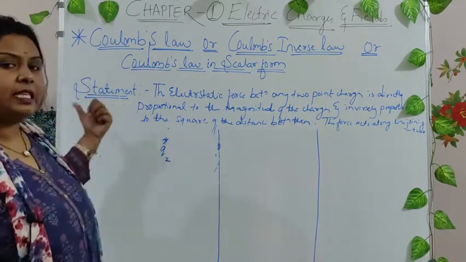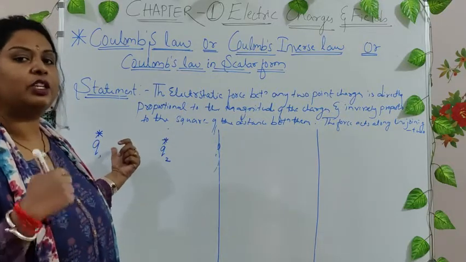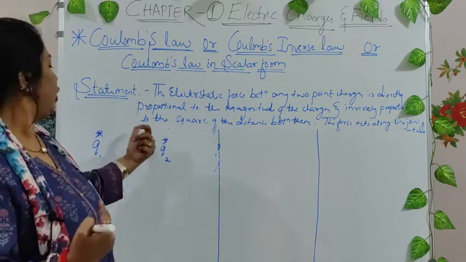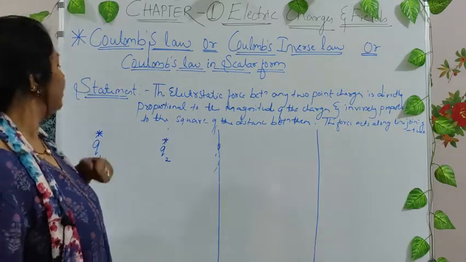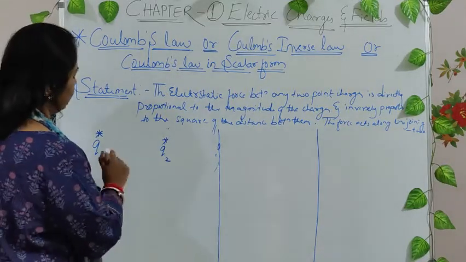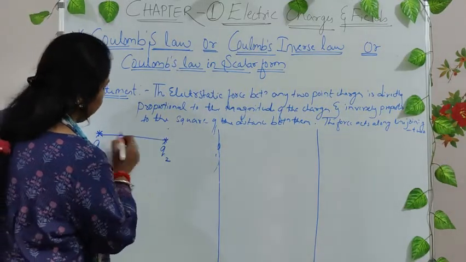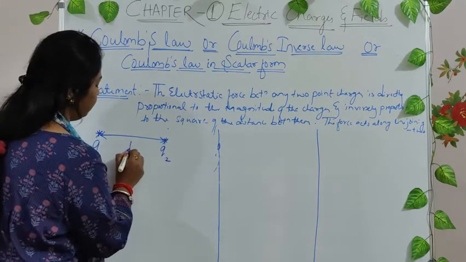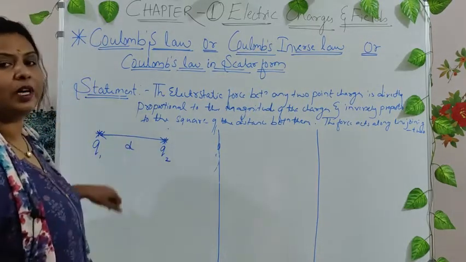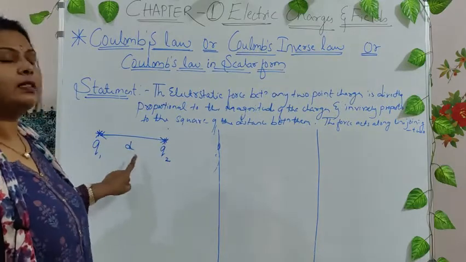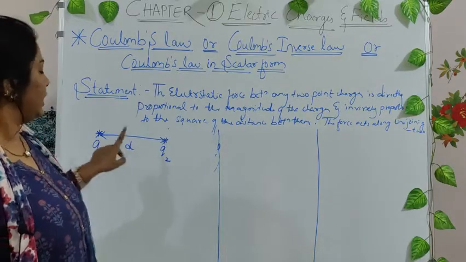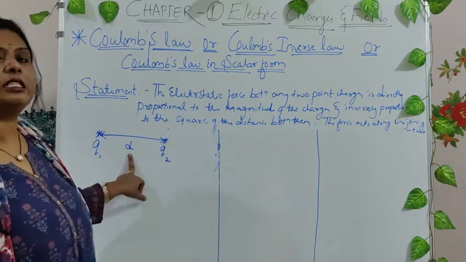Both are experiencing force on each other because of the electric field lines of their respective charges. Now Q1 and Q2 are the charges. They are kept at some distance, say D. D is the distance between Q1 and Q2. Is this understandable up to this point? There are two charges separated by the distance D.